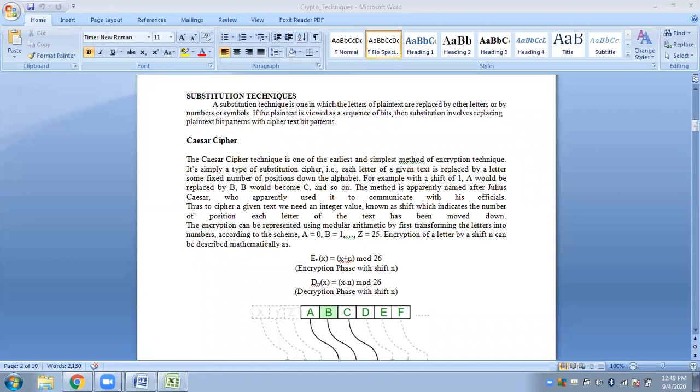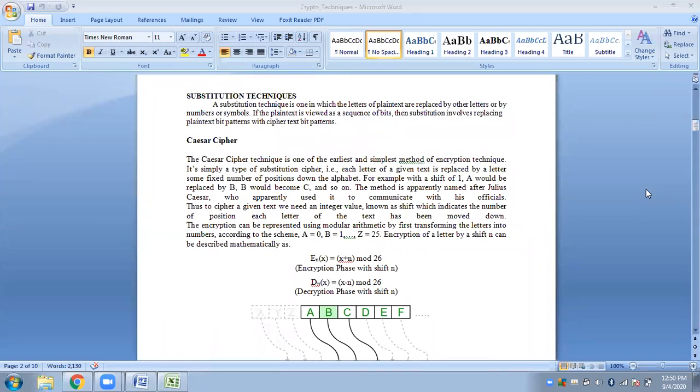Before starting with today's topics, I would just like to brush up on what we did yesterday. We went through some substitution techniques. What are substitution techniques? In substitution techniques, all the plain text bit patterns are replaced with the ciphertext bit pattern. We take a key, apply that key on the plain text, and convert each bit of that plain text to its corresponding ciphertext.